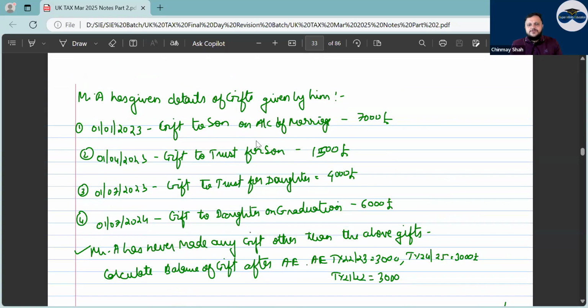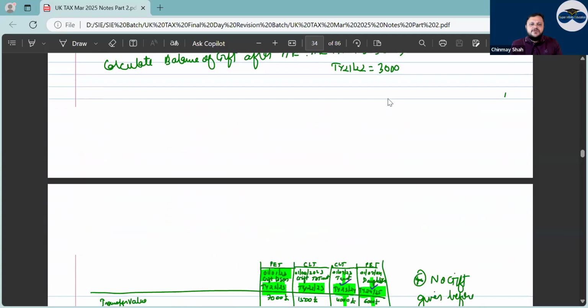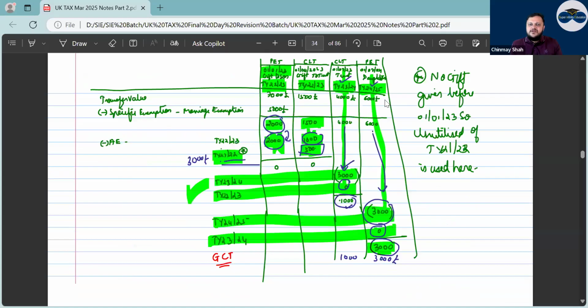Have a look. Gift to son on account of marriage, 7,000. 5,000 will be exempt, correct? 2,000 will be taxable. But will it be taxable right now, or is it a potentially exempt transfer as of now? As of now, it is a potentially exempt transfer. So no taxation arises during lifetime on any cash gifts or any gifts made. This is the format of how to solve the question.